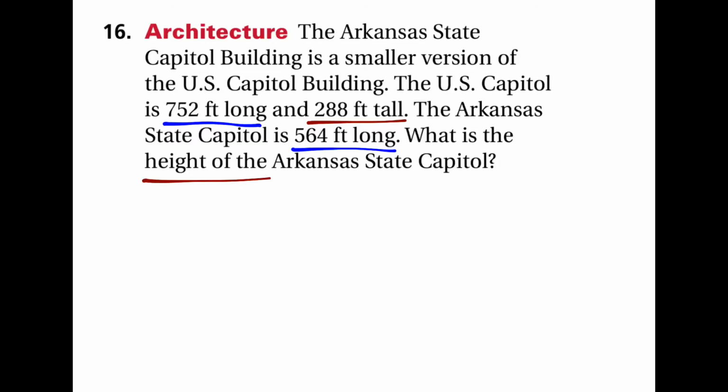Number 16 from the previously assigned activity involves the length and height of two different buildings. We're comparing the Arkansas State Capitol to the U.S. Capitol buildings, and they are proportional. So given 3 of the measurements, we can figure out the 4th.